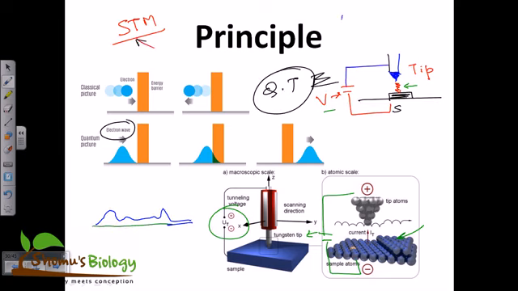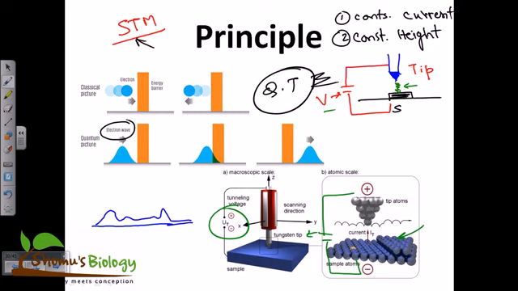One of the techniques is termed constant current. Another one is termed constant height. So: constant current and constant height. The idea in the case of constant current is, let's say we bring this tip here. Say this is the tip, for example, a tungsten tip.